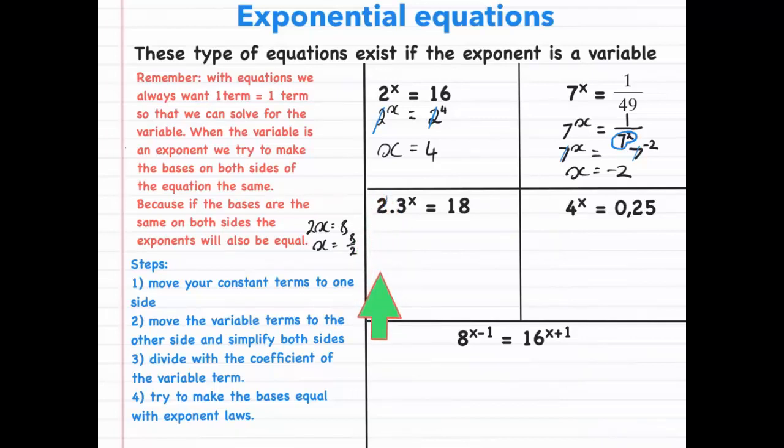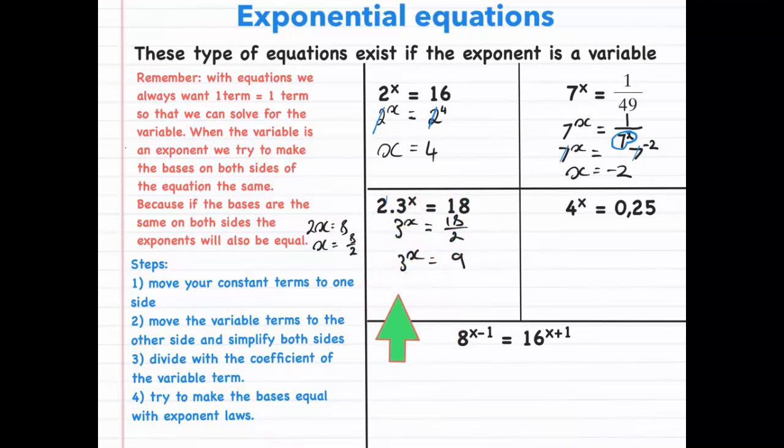So now I have 3 to the power of x equals 18 divided by 2. So we write 18 divided by 2. So we've got 3 to the power of x equals 9. Very important: divide with the coefficient of the variable term. That is the coefficient of the variable term because it's just a number with a number exponent. And numbers can always be divided with numbers, right? We cannot divide a number with a number that has a variable in it.